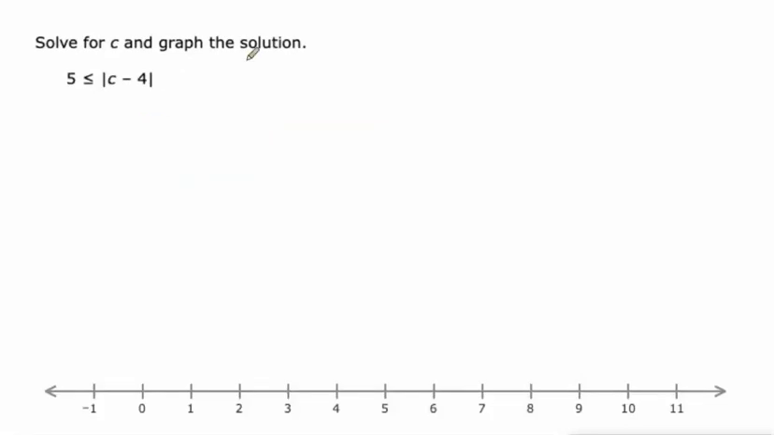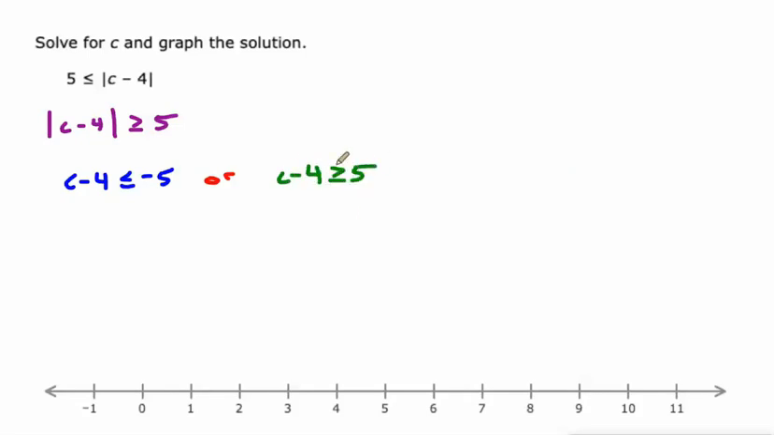All right, the first thing I would do on this one is actually flip it around. I'd make it the absolute value of c minus 4 is greater than or equal to 5. I like working with absolute value inequalities where the absolute value quantity is on the left side. So now I'll write my compound inequality, and I'm going to say c minus 4 is less than or equal to negative 5, or c minus 4 is greater than or equal to positive 5. So there's the difference between less than and greater than. This is going to be two different intervals that make up our solution set.